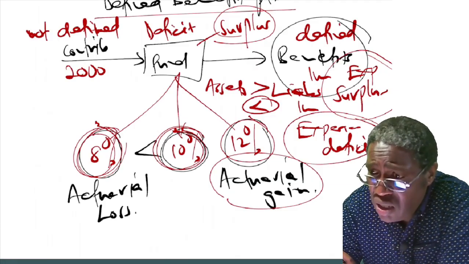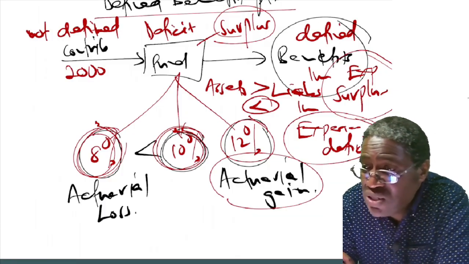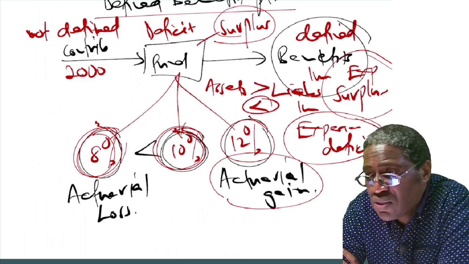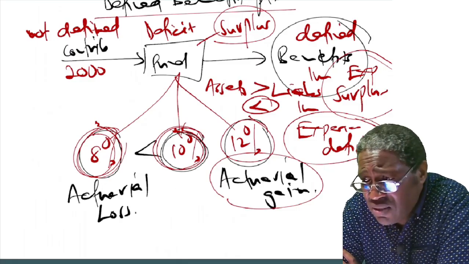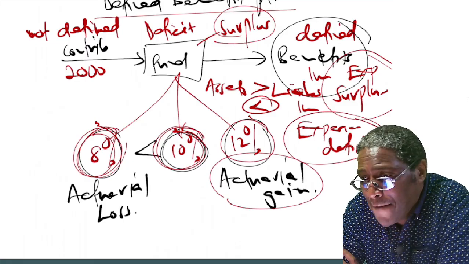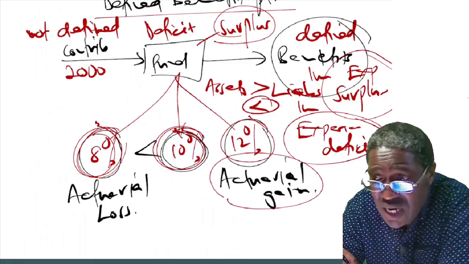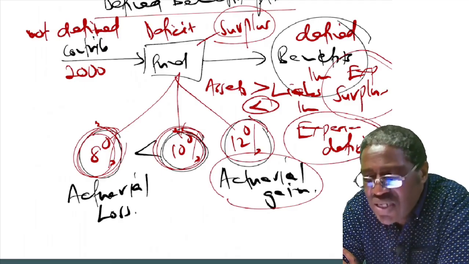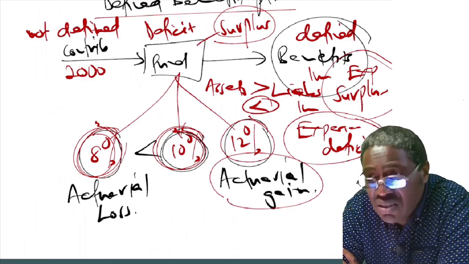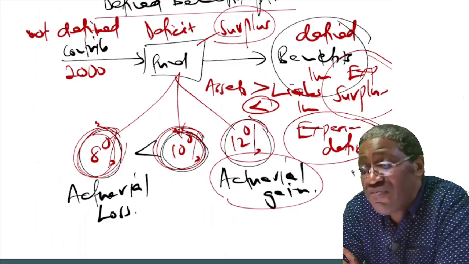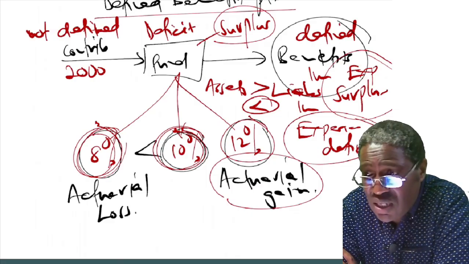Actual gains occur where the actual earnings in the fund exceed the projected earnings.